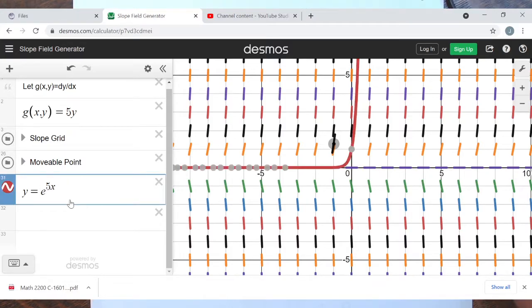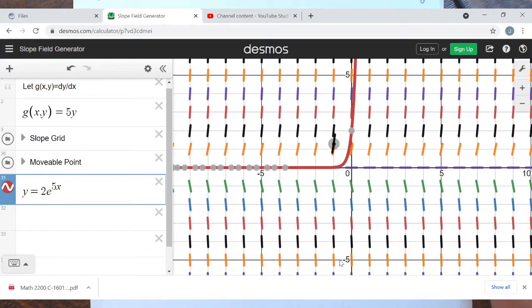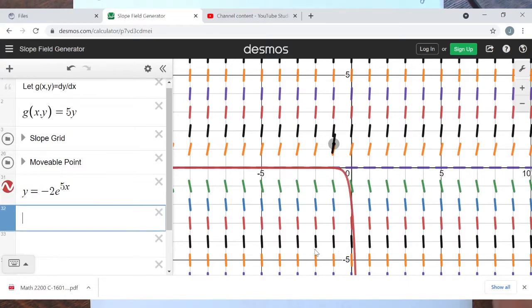And again, you can replace c with anything. y equals 2 times e to the 5x. So it's still following the slope field pretty well, right? Flowing in the same direction. Now if c were negative, you just have it flowing downward. Negative 2 flips it over, and you see how it's again following the slope field. So any constant times e to the 5x is a solution curve to this differential equation.